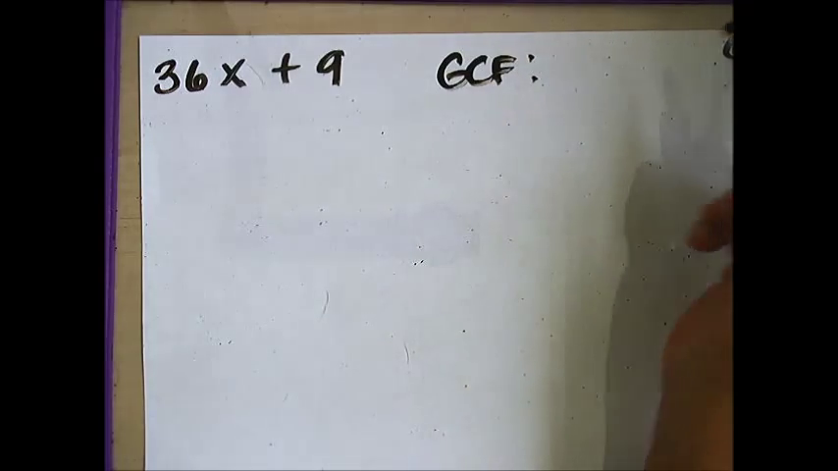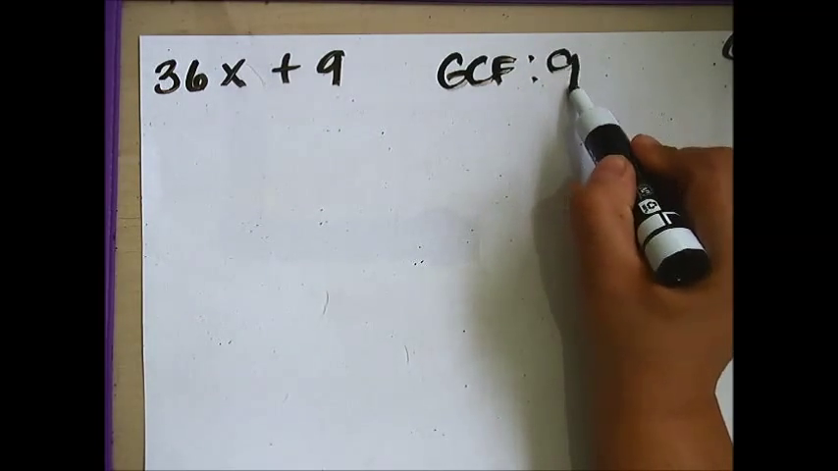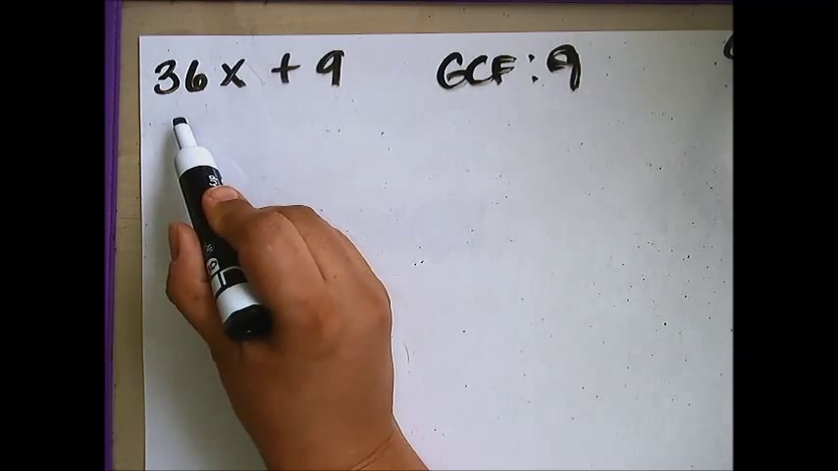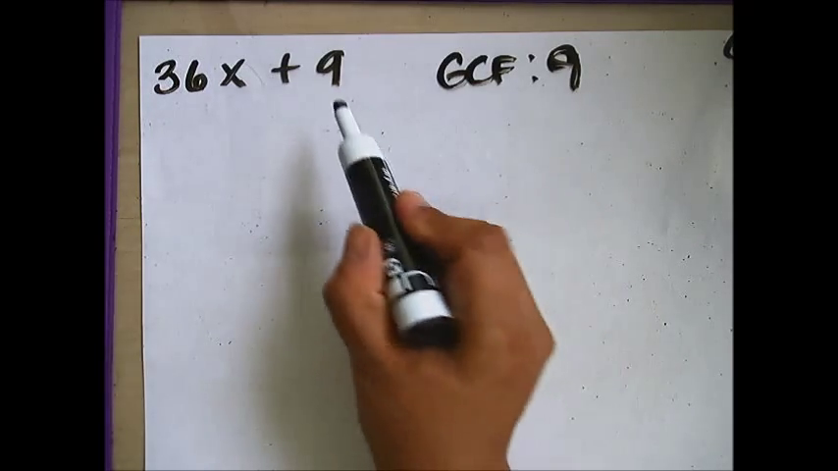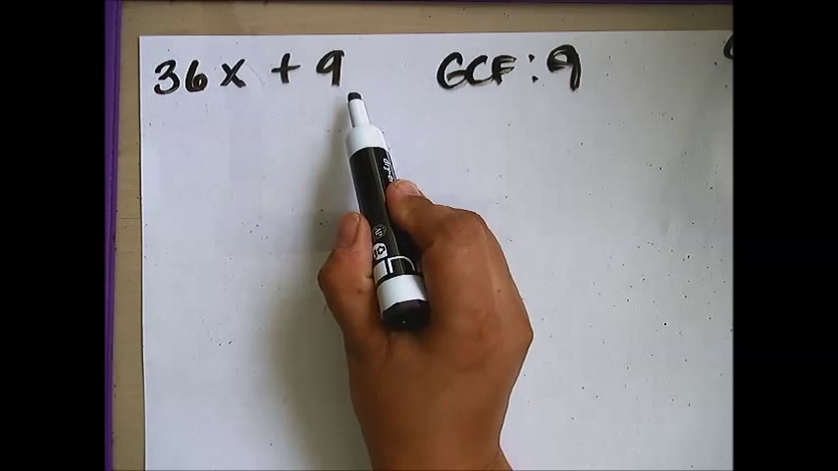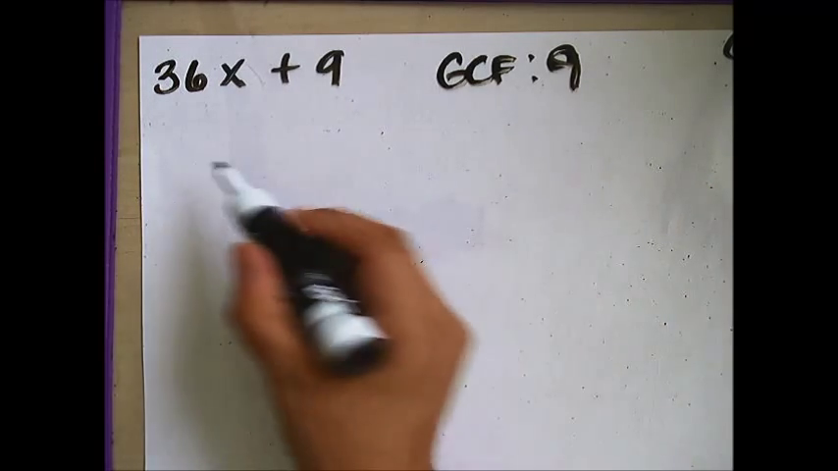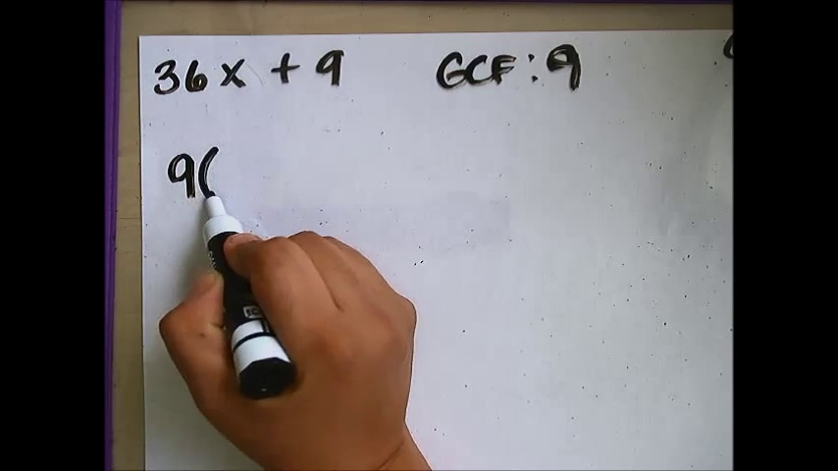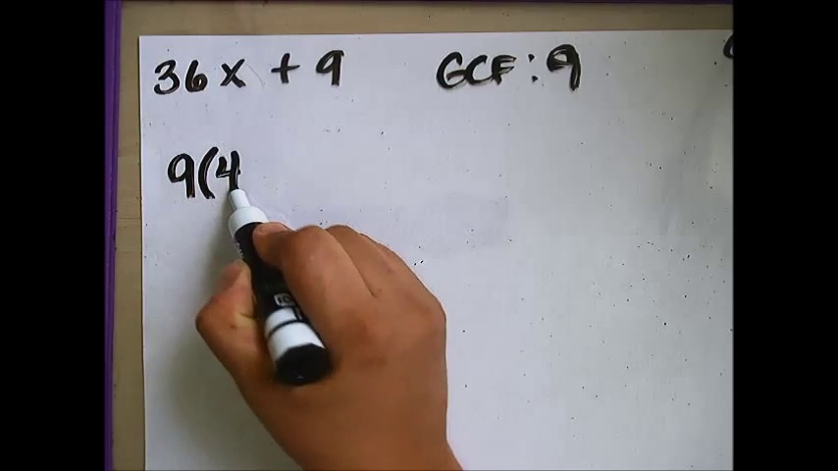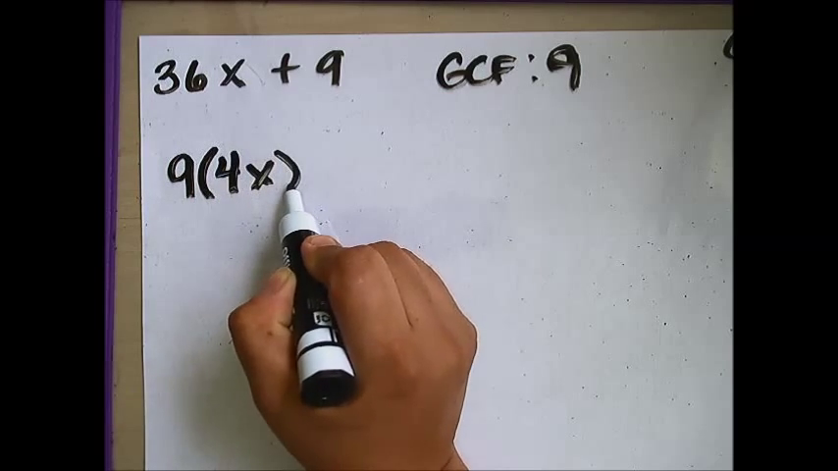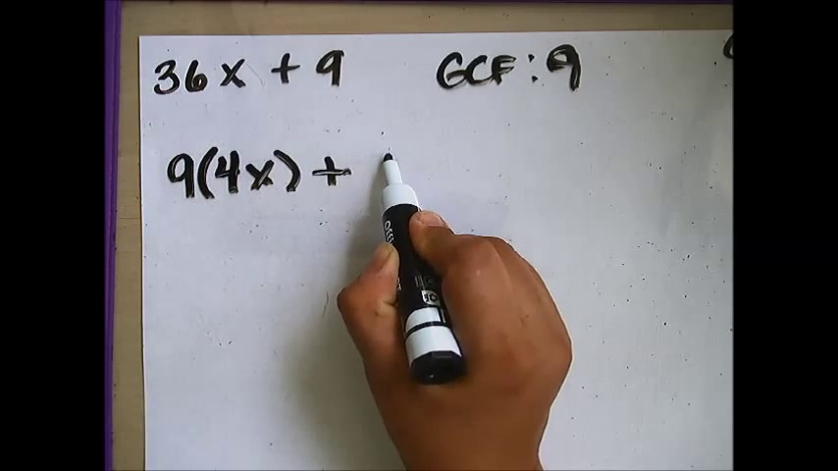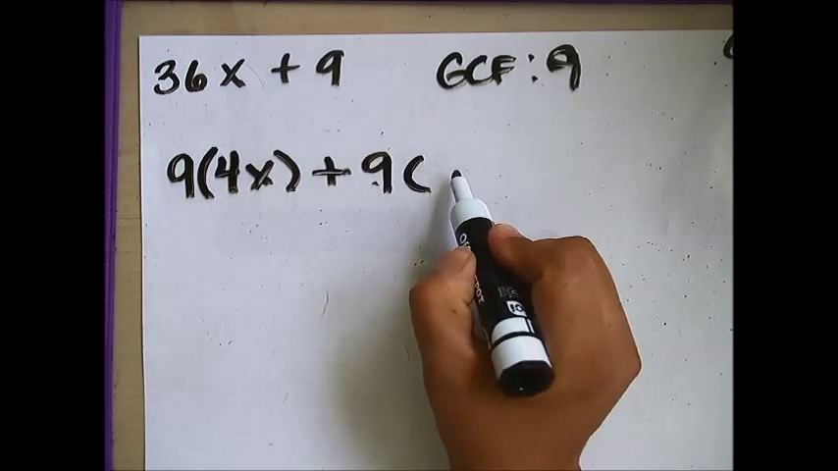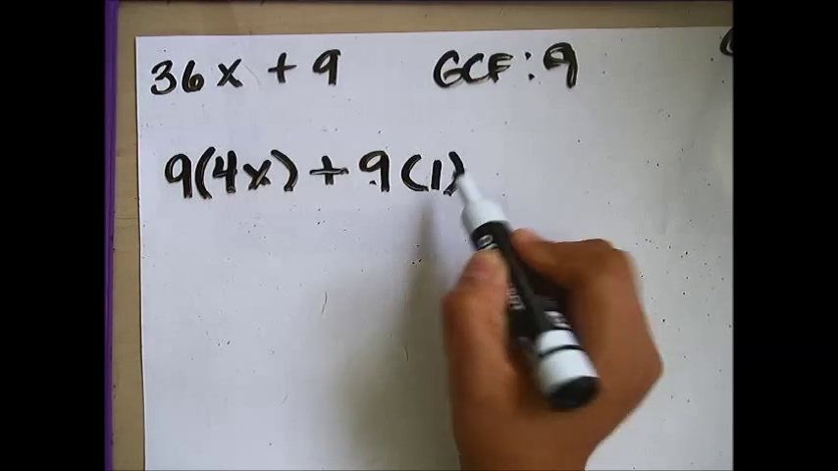Okay, the greatest common factor, well, it looks like it'll be 9, because 9 can actually go into itself, and 9 can go into 36 as well. But we don't have a variable for 9, so we have to make sure that we don't put a variable here. So we're going to write these again as a product of factors. So we have 9 times 4 will give you 36, and the x will come down. Plus, we have 9 times 1 will give you 9, so the 1 goes here.